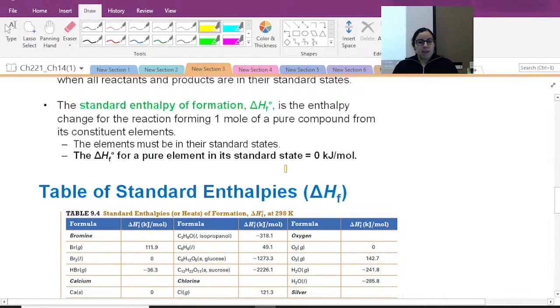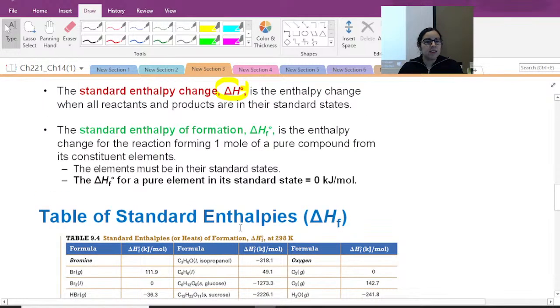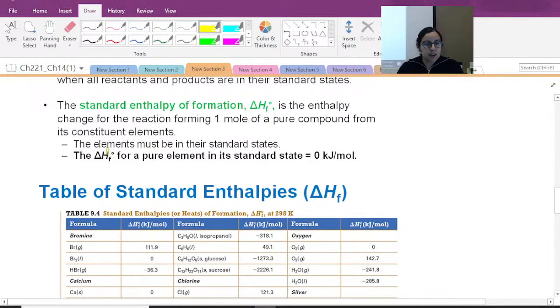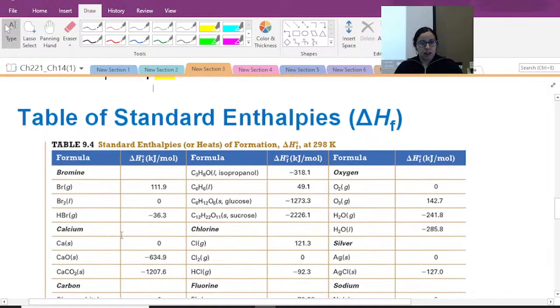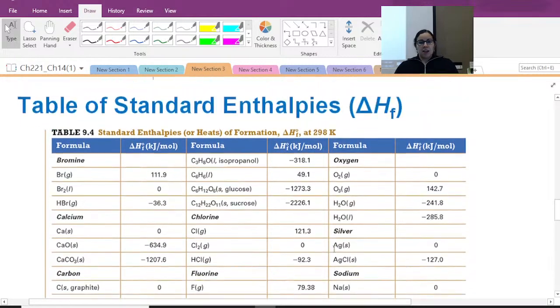And so this is kind of helpful, but you'll see that you don't really need to know this because your chart will remind you. And so now we'll just look at our standard heat of formations for different substances. All elements must be in their standard states. And so the delta HF for a pure element in its standard state is 0 kilojoules per mole. Let's just look at a couple of examples.